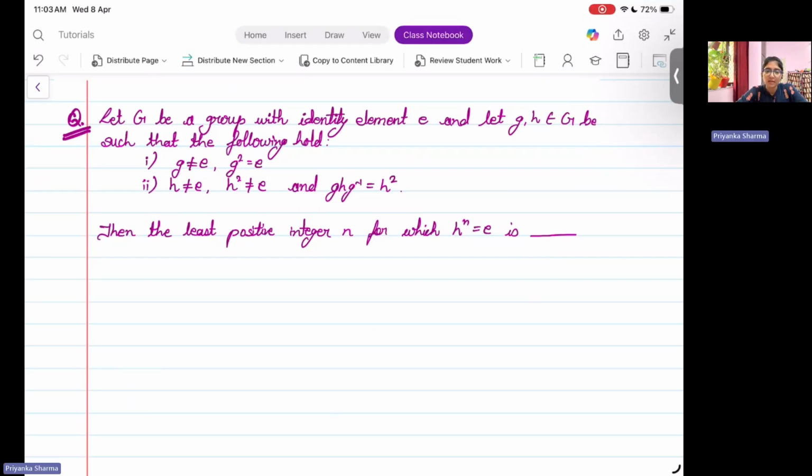In the first question, we have a group with identity element E, and G and H are two elements in the group with these conditions: G is a non-identity element and G square is identity, and H is also a non-identity element, H square is a non-identity element, and G inverse is H square. Then what will be the least positive integer n for which h to the power n will be identity? We need to find the value of n.